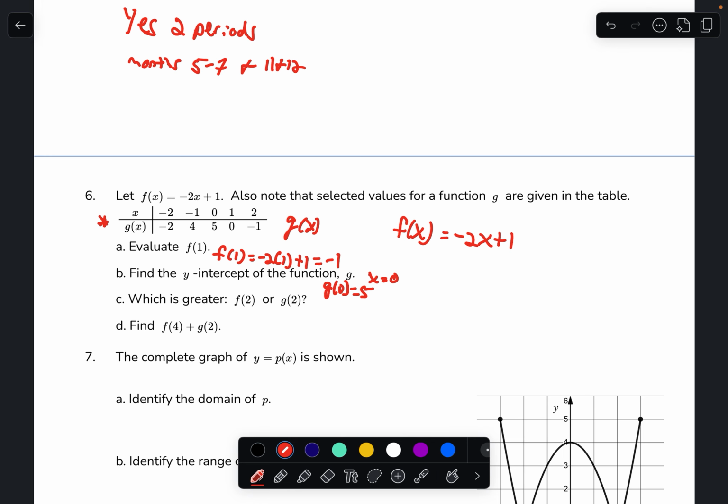Which is greater, f of 2 or g of 2? Well, let's calculate each. F of 2 is going to be negative 4 plus 1. Negative 2 times 2 is negative 4. Plus 1 is going to be negative 3. And g of 2 is negative 1 from the table.